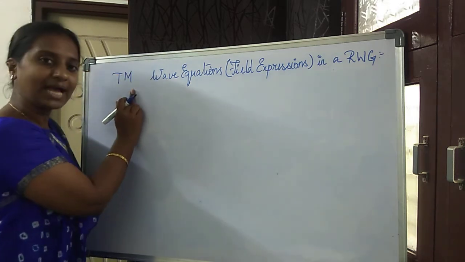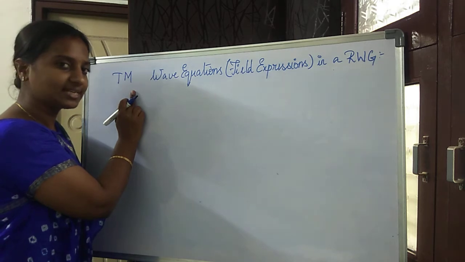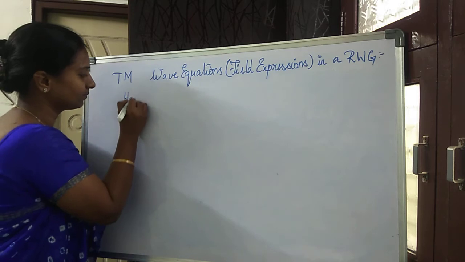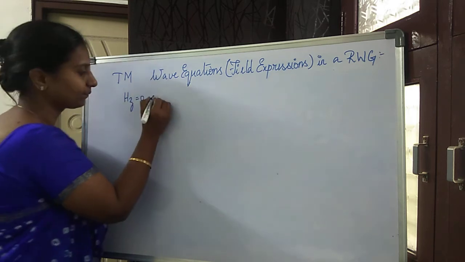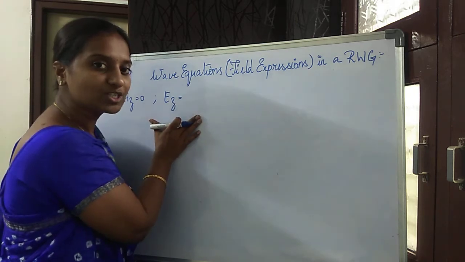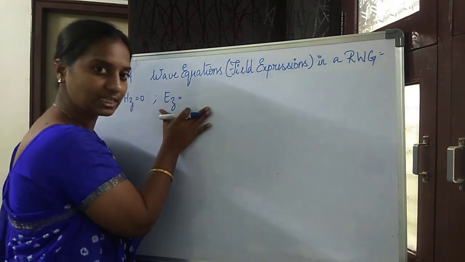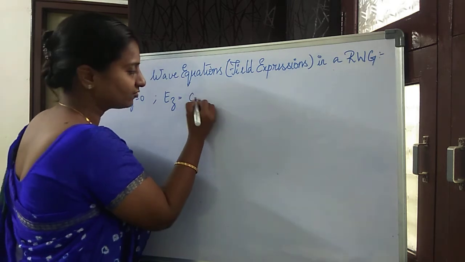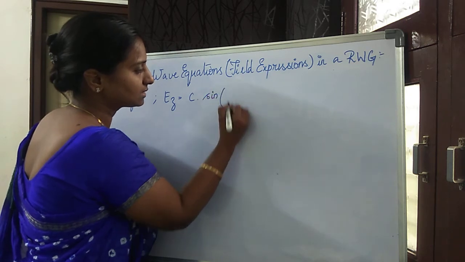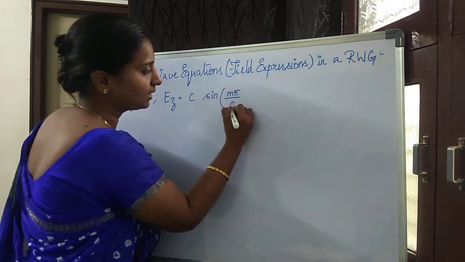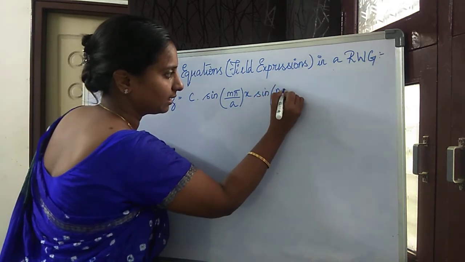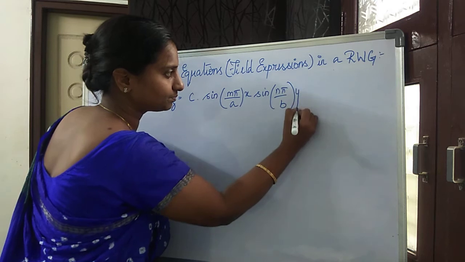So the transverse magnetic wave equations, or field expressions, in the rectangular waveguide, we already found for TM. I know Hz is 0, and the Ez equation I will find by using the Helmholtz equation and boundary conditions. This is the equation I found: the constant term C into sine m pi by a x into sine n pi by b y.